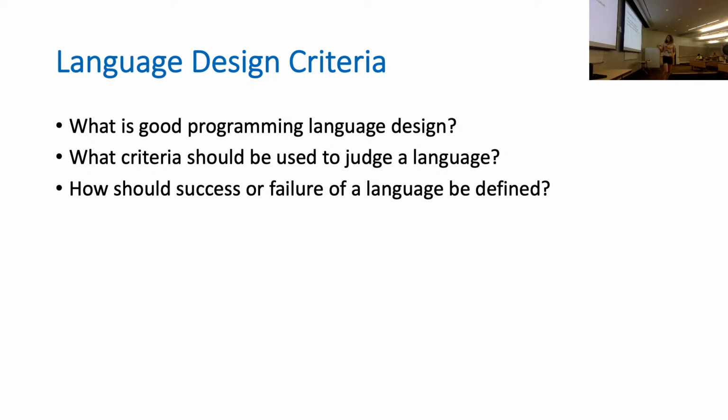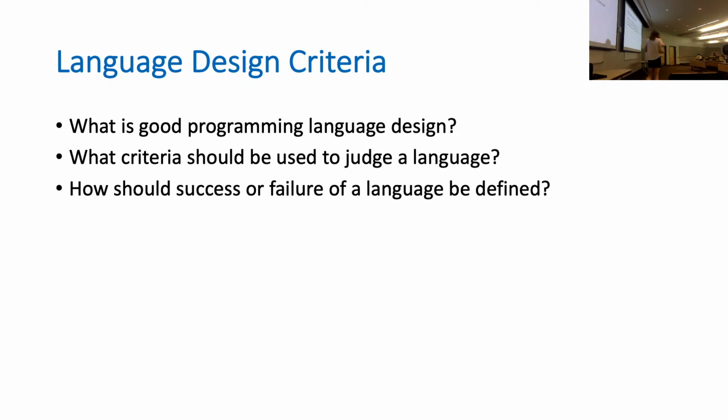So our questions here are relative to designing a programming language. What would we consider good programming language design? What criteria should be used to judge a language? And how should we judge success or failure? Basically, if you ever want to build your own programming language, the first thing you need to do is know how to evaluate what criteria you will measure success against.